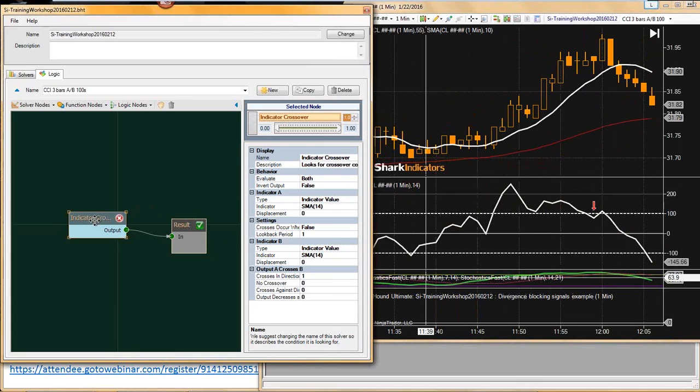All right, let's get this crossover solver going here. So we're looking at the CCI, the CCI crossing over 100. All right, so we'll put the CCI in here.